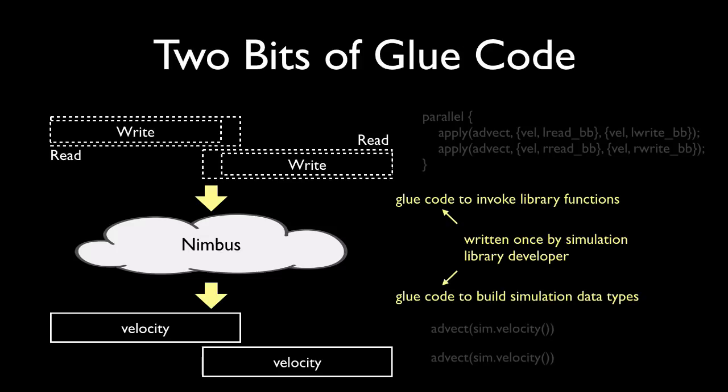And the one bit of glue code you have to write to get your simulation library to work with Nimbus, there's two pieces. One is allowing Nimbus to invoke your simulation operations. So that notion of apply advect, well, you need to tell Nimbus how to do that. So a little bit of glue code there. Then a little bit of glue code that allows Nimbus to copy data in and out of your simulation data types. I'll talk a bit more about this later, but Nimbus has to represent data differently, and so it needs to be able to move data between these two representations.